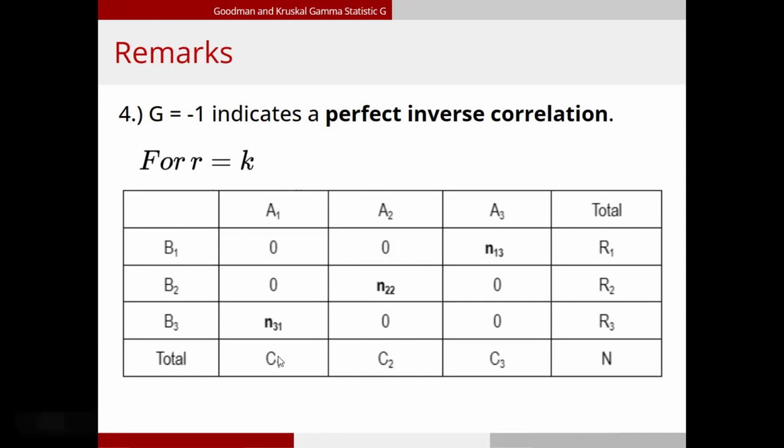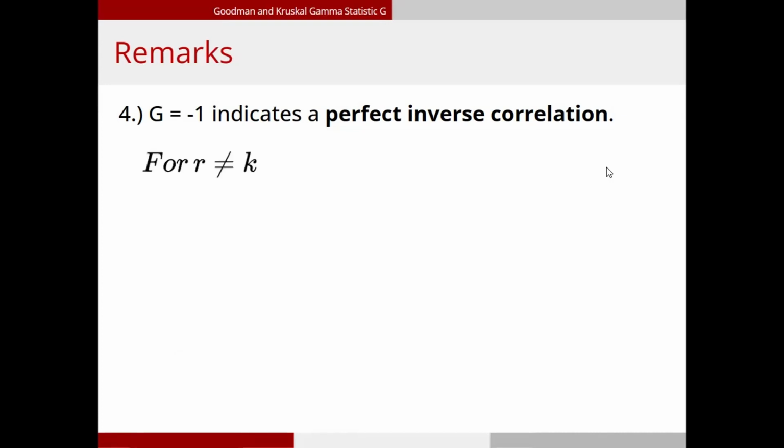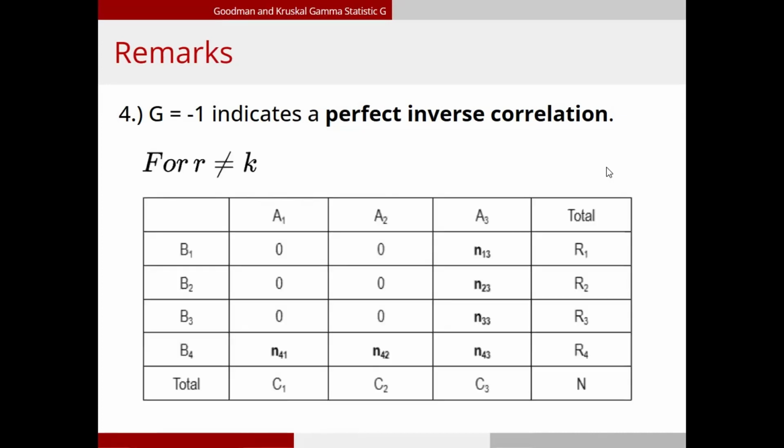Now for G equals negative 1, or R equals K, in this 3 by 3 contingency table, it also deals with diagonals. But this time, you're starting from the upper right all the way to the lower left, while the others are all 0. So if these diagonals are non-zero, you can test that it will give a gamma statistic of negative 1. So feel free to verify this as well. And for R not equal to K, we have a 4 by 3 contingency table. And if these values are not 0 and these are all 0, it should also give you G equals negative 1.